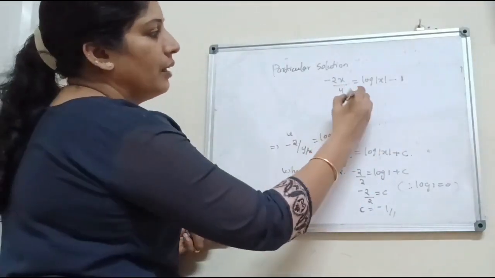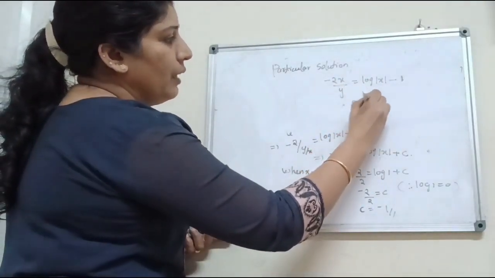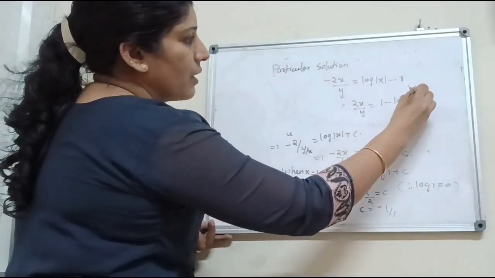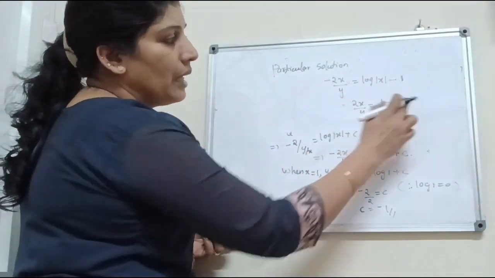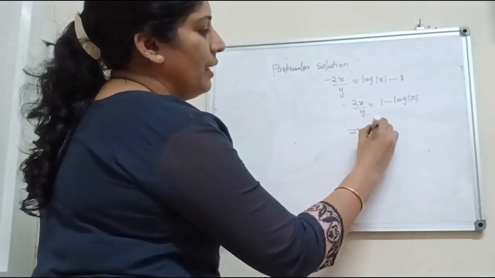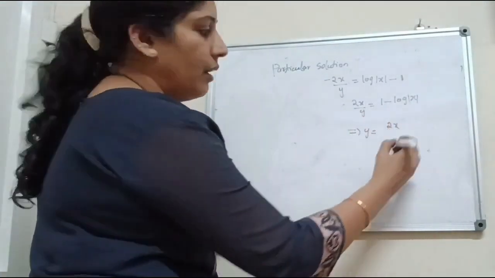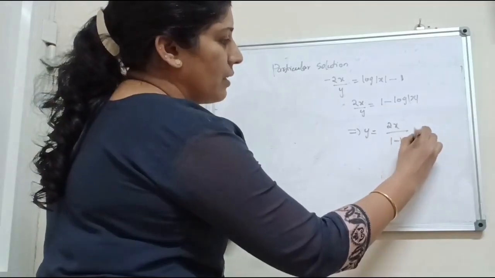That implies, now here, throughout multiplying by minus 1, therefore 2x by y equal to 1 minus log x. That implies y equal to 2x by 1 minus log x.